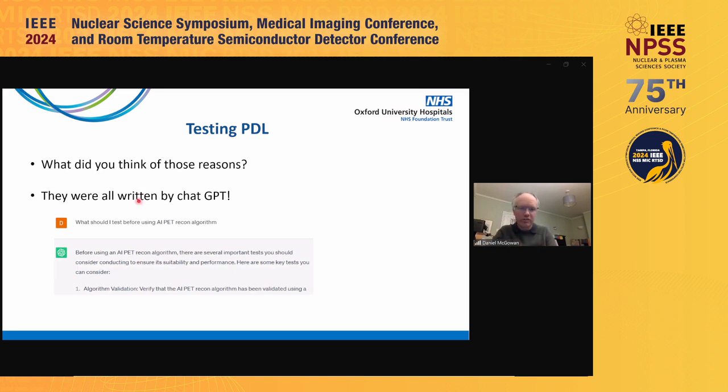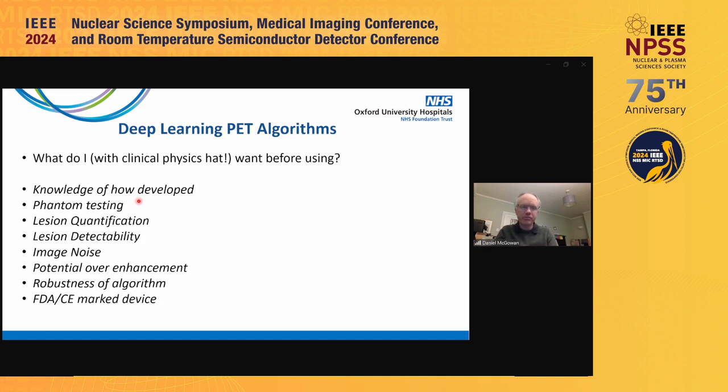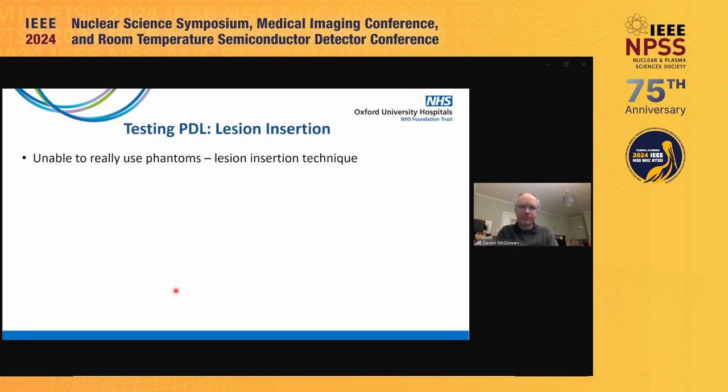So it asked itself, how should we test the algorithm? Instead, with my more clinical physics hat, what would I want before we start using these in clinical practice? And this would apply obviously to the algorithms you guys are developing too. So I think you want knowledge of how things are developed, which you mentioned, how they developed PDL originally. You also want to look at phantom testing, lesion quantification, lesion detectability, image noise, any over enhancement, and robustness of the algorithm. You give it some extreme inputs, and obviously to use it in clinic, you want it to be an FDA or CE marked device.